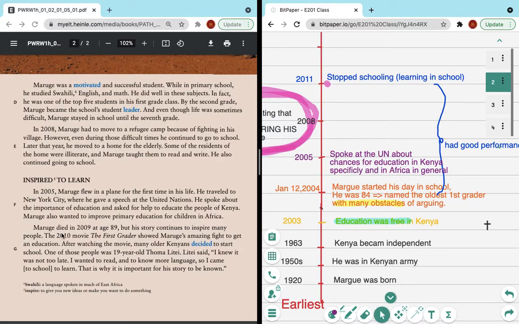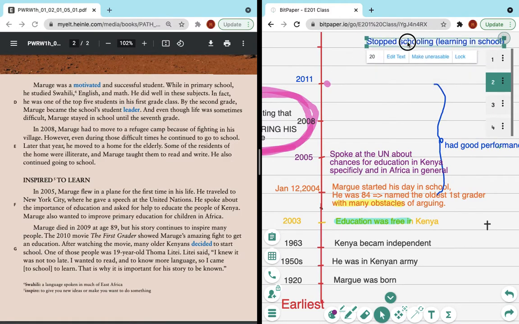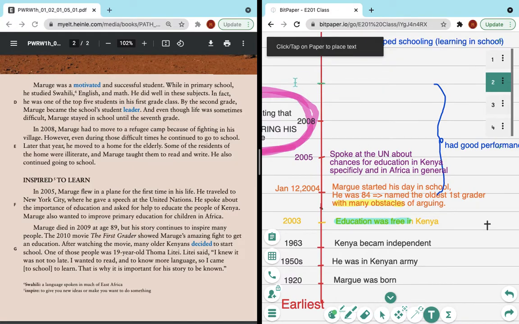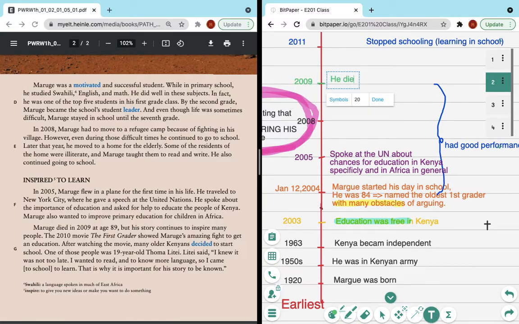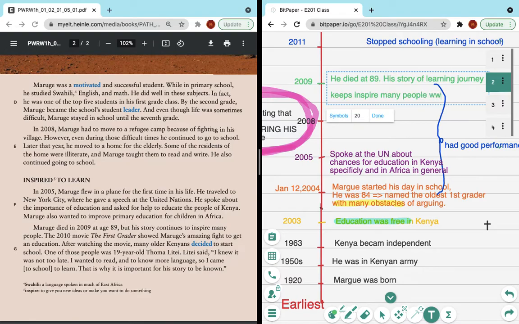But his story continued to inspire many people. So we're gonna skip that part. And he died at 89, in the year of the 89, and his story of his learning journey keeps inspiring people worldwide, even in Kenya, right?